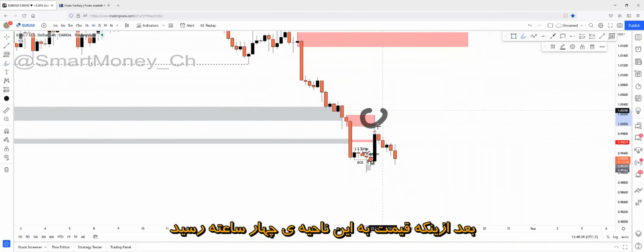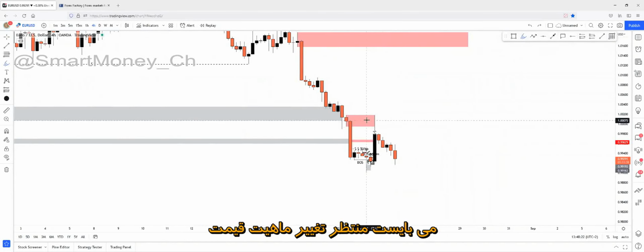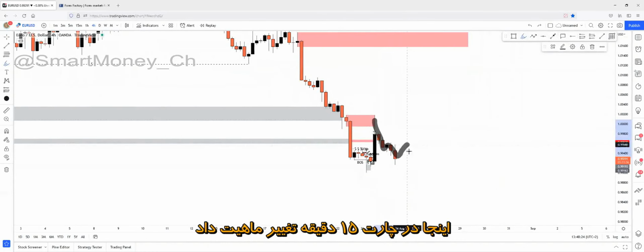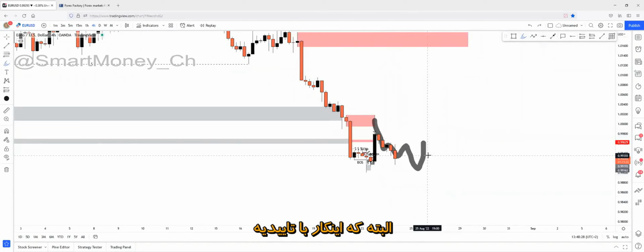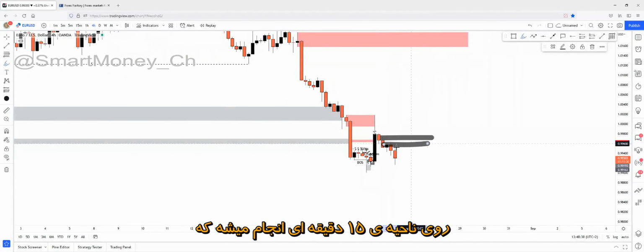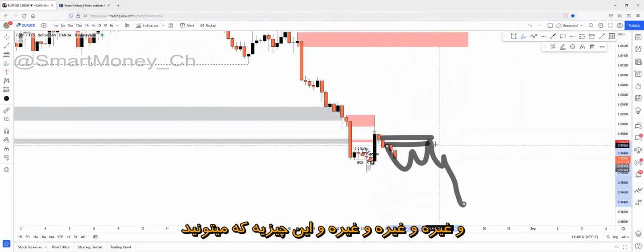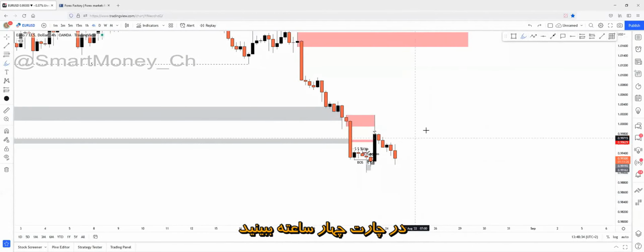Of course, after this 4-hour zone mitigation, we have to see a 15-minute character changing movement. If price changes character here on the 15-minute chart, we'll be able to enter in a short movement, of course, with confirmations on the 15-minute zone that causes the 15-minute change of character. This is what you can see on the 4-hour chart.